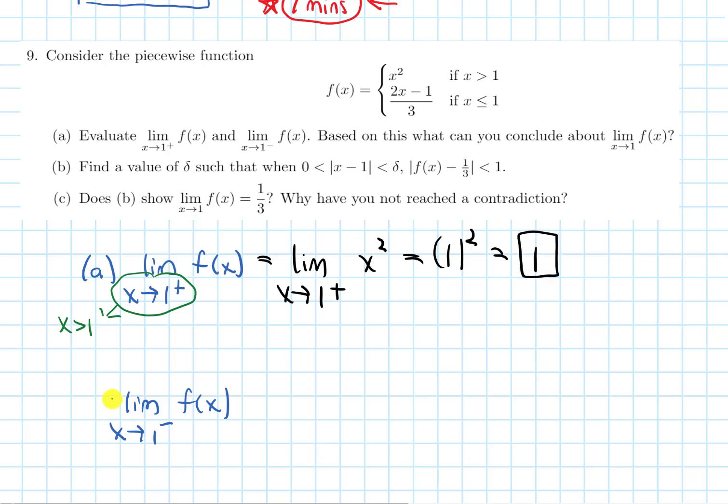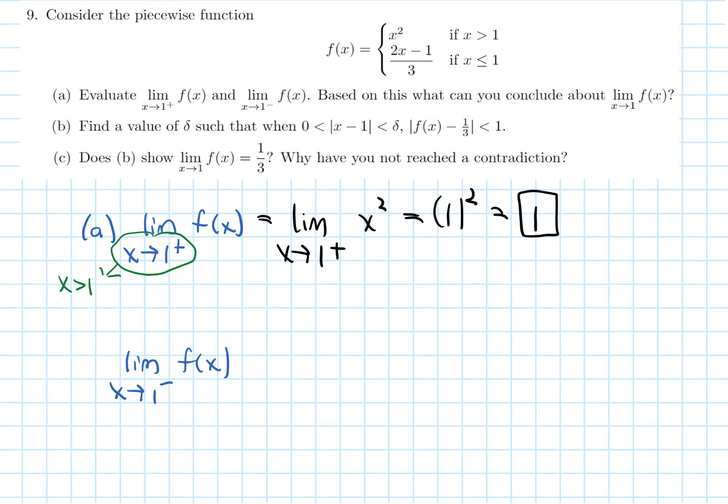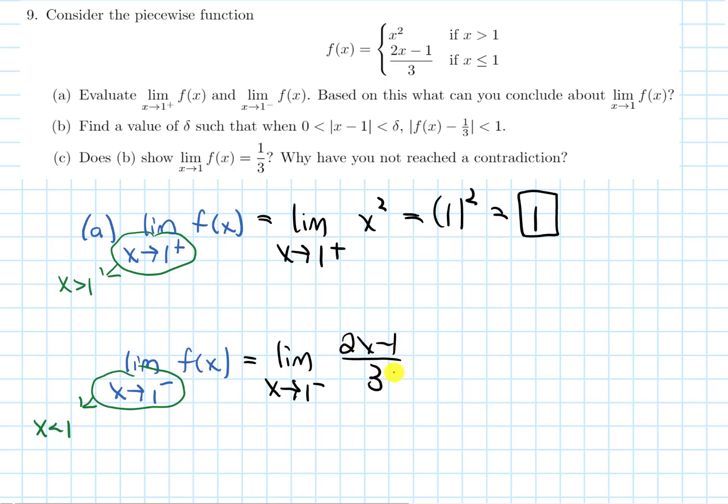Let's do the limit from the left. As we approach 1 from the left, this now means that x is going to be less than 1. So we get the limit as x approaches 1 from the left. And if we're less than 1, that is now the bottom piece. So we're going to be plugging 1 into this bottom piece, 2x minus 1 over 3. Now let's try plugging in 1. And we get 2 times 1 minus 1 over 3, which is just 1/3. So those are our one-sided limits.